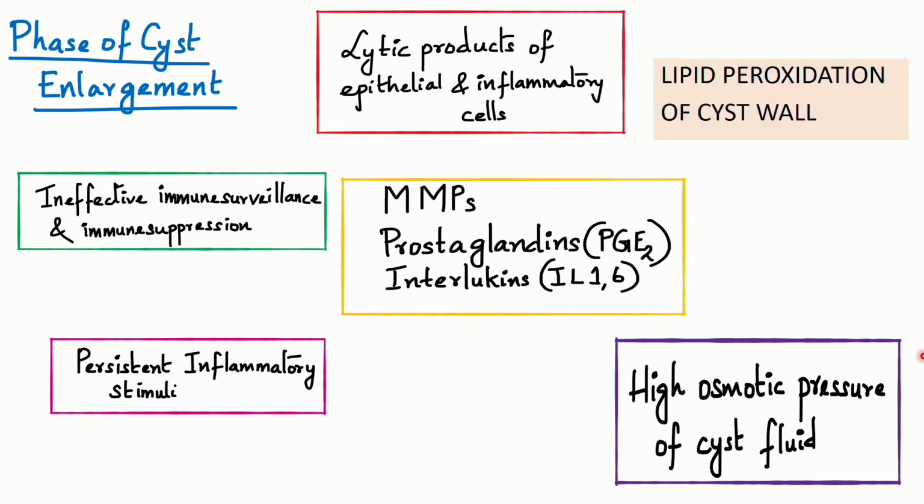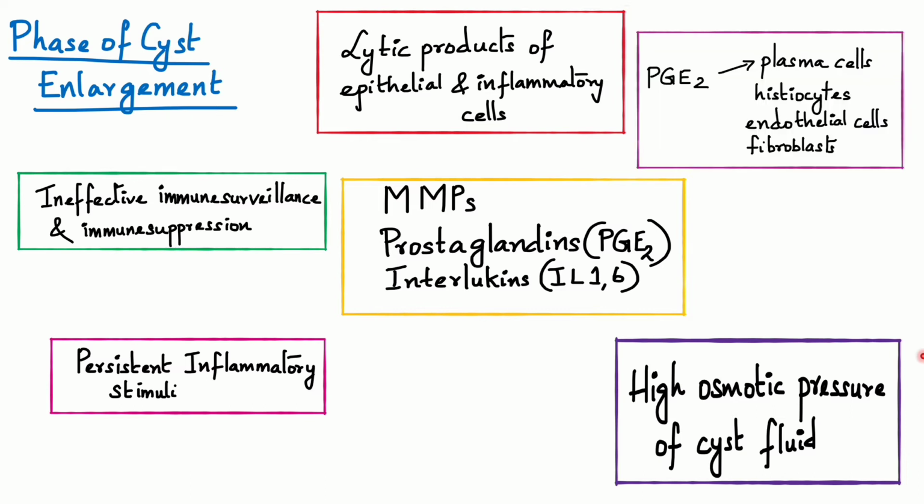Now again, lipid peroxidation of the cyst wall. So this prostaglandin E2, which is produced by the plasma cells, histiocytes, endothelial cells and fibroblasts, is going to facilitate the lipid peroxidation of the cyst wall, thereby further allowing the expansion of the cystic cavity.